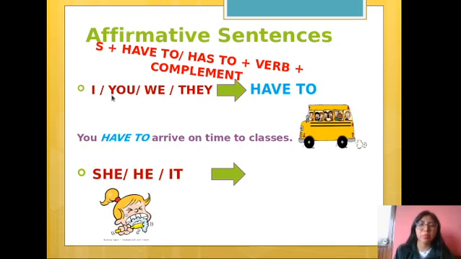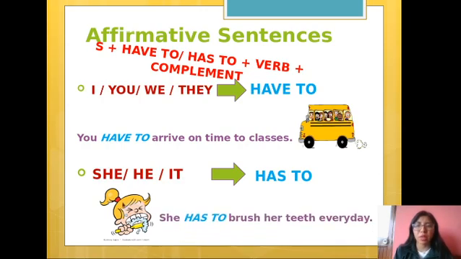Here you have an example. You have to and the verb. You have to arrive on time to classes, okay? The verb you are going to put in the base form, okay? El verbo lo vamos a poner en la forma base. And when do you use has to? That's right, we are going to use has to with the subject she, he, or it, or a name, con estos sujetos o con un nombre. For example, she has to brush her teeth every day.